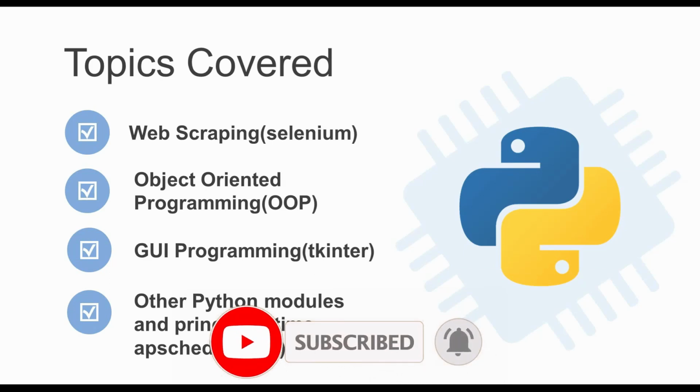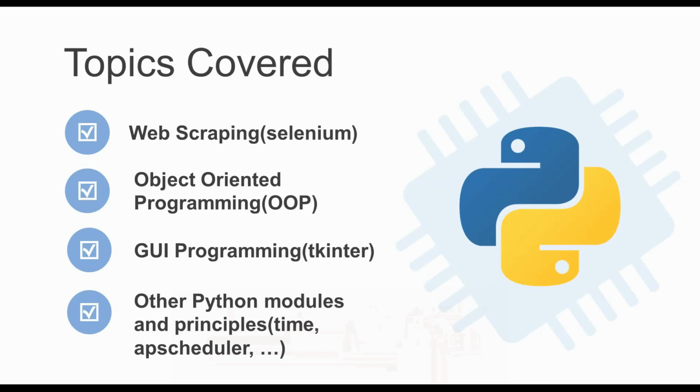We have done other Python modules and principles as well. We have used the app scheduler to schedule events in Python, which is also extremely useful when developing scripts using Python. We have used the time, datetime library, and some other libraries. And we have also learned some basic things how to do in Python, like iterating through lists, comparing objects, initializing objects, creating classes, and so on.